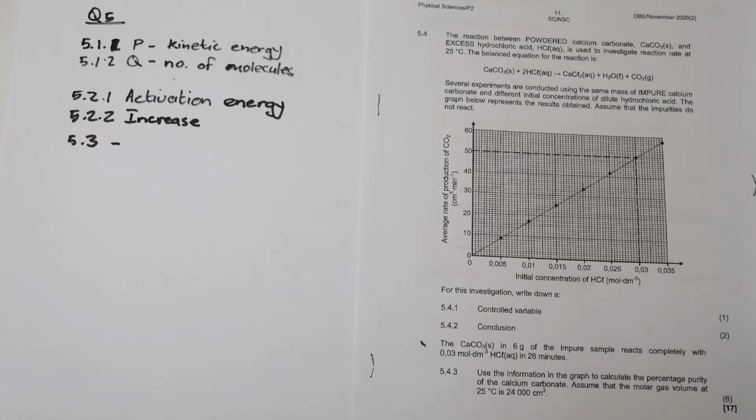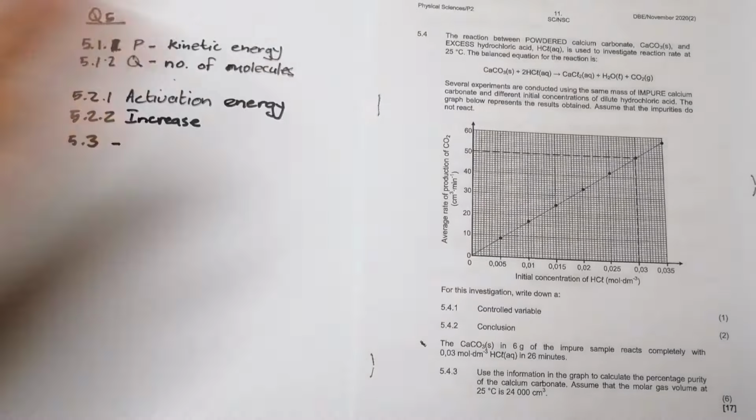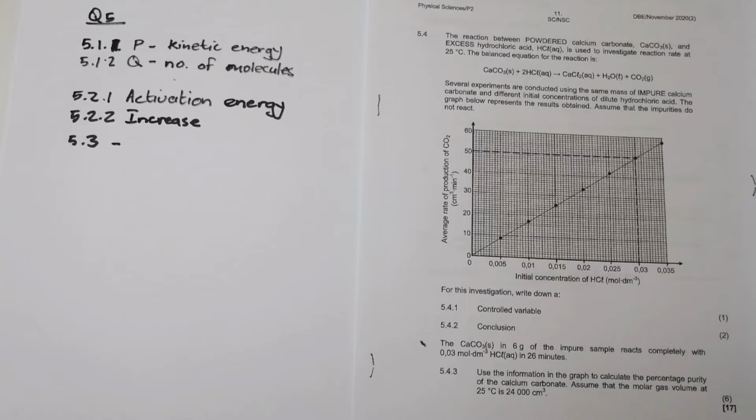What would remain constant would probably be temperature. The other factors that affect the rate of a reaction, you can even talk about the state of division. We know they said we're using powdered calcium carbonate, so the state of division would remain the same. It would be a controlled variable.